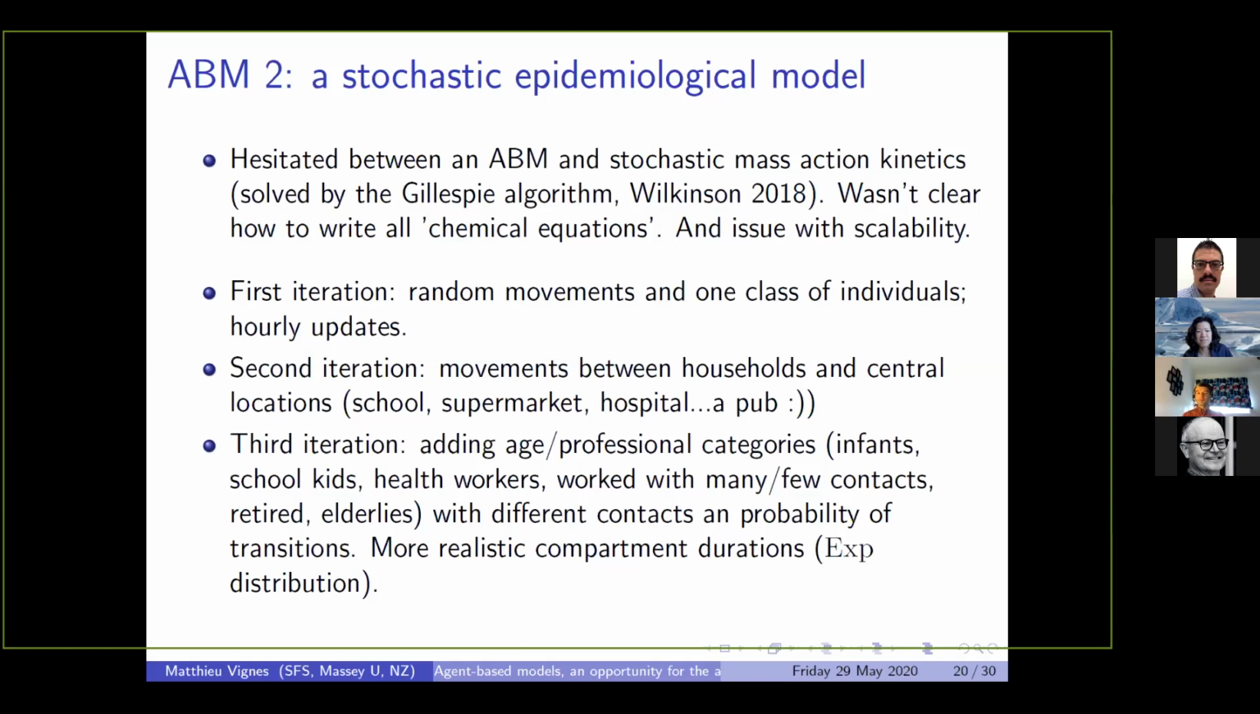In the third iteration, I also added age and professional categories. So I had infants, school kids, health workers, workers with many contacts, and retired people, and I had different contacts and probabilities of transition. I also had more realistic compartment durations. I didn't go too complex: I went for exponential distributions in each of the compartments. Whereas beforehand, in the first and second iterations, I was picking at random at each iteration, so each hour, whether I would stay in my present compartment or move to another compartment.